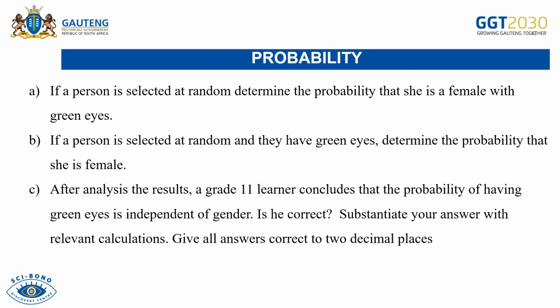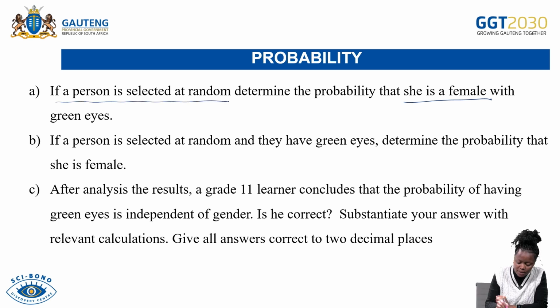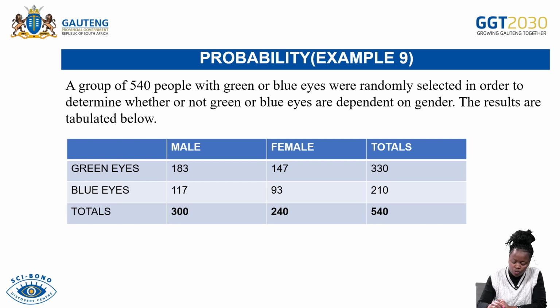So the first question, it says, if a person is selected at random, determine the probability that she is female with green eyes. So a person is selected at random, just a person selected at random. They say determine the probability that she is a female with green eyes. So you go to the people. The total people is 540, and then the people with green eyes, the total is 330, and then the total of people with blue eyes is 210.